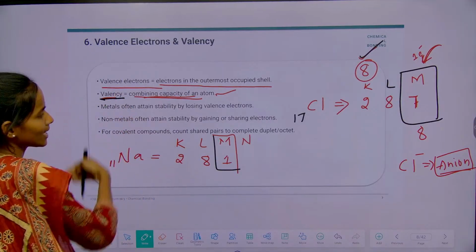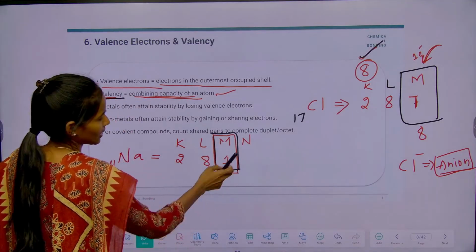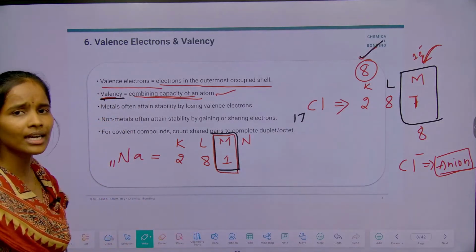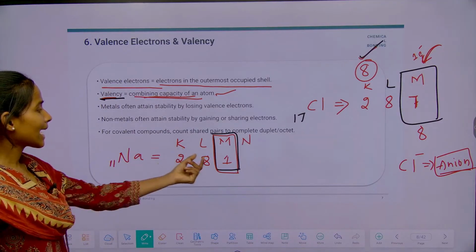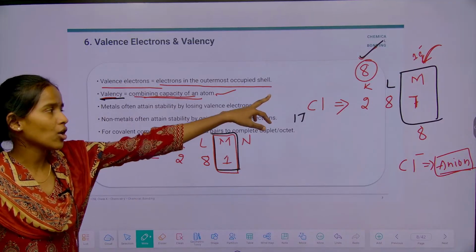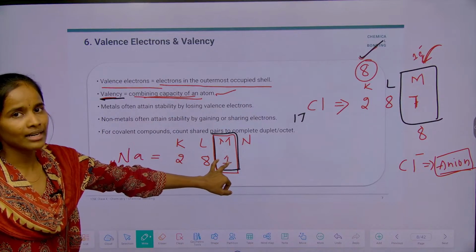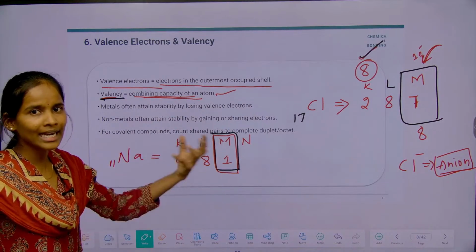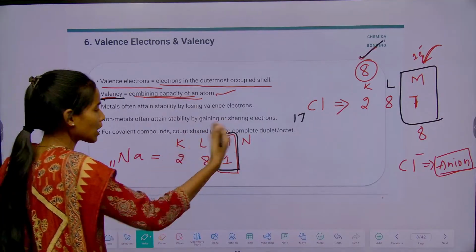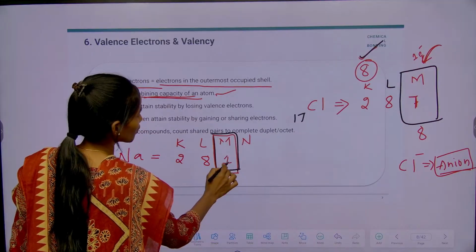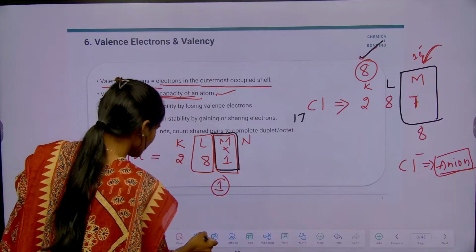Now coming to the valency. Sodium has this one electron, but it needs 8 electrons in the valence shell. So will it gain or lose? To satisfy the octet rule by gaining, it would have to take 7 more electrons. But if it loses, only one electron is lost, so no electron will remain in the M shell and the outermost shell will become like this. I will write it clearly.